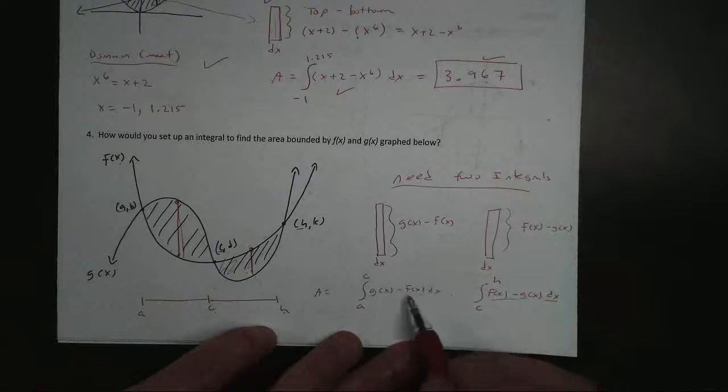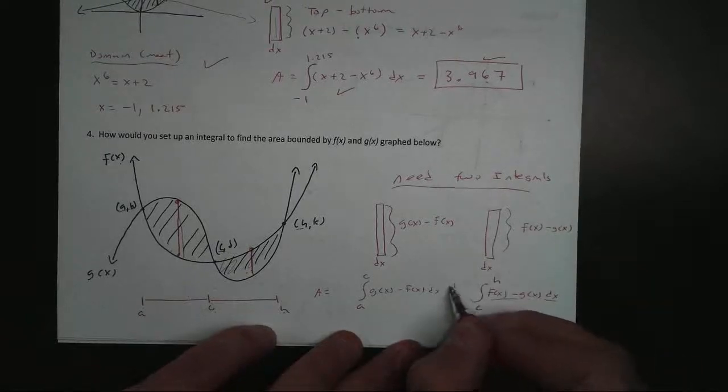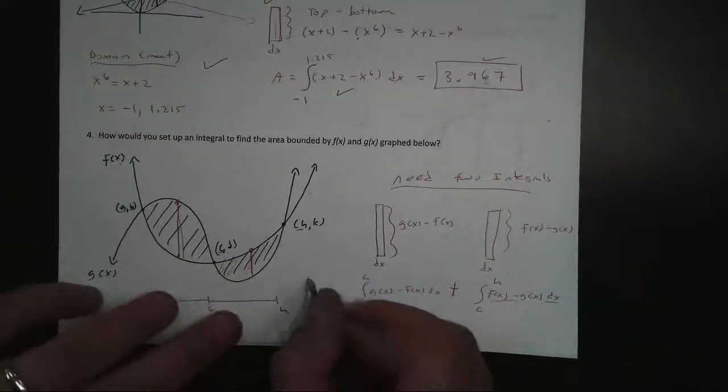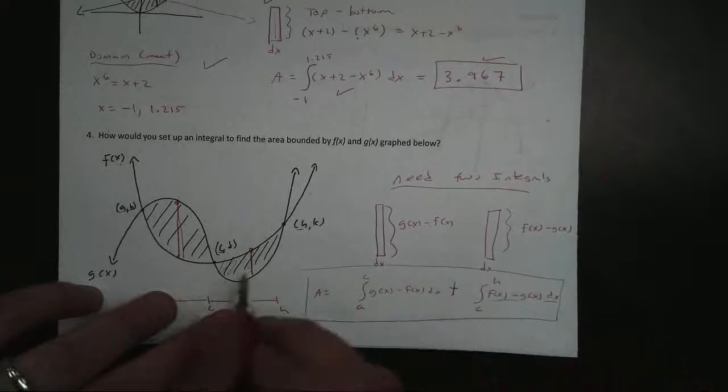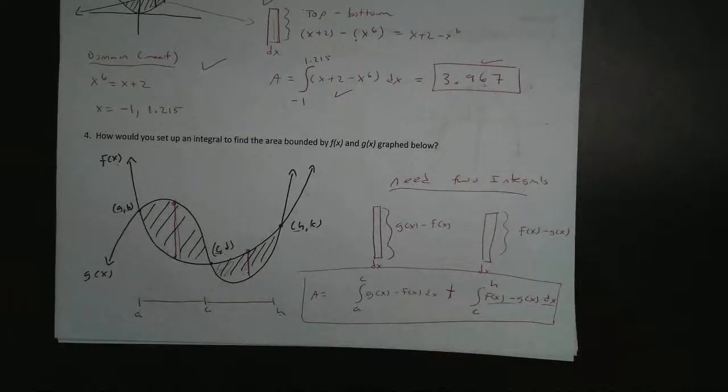And what do you suppose we do with these two? Yeah, we just add them together. A little bit longer to do, but add them together. So there you have it, area between two curves.